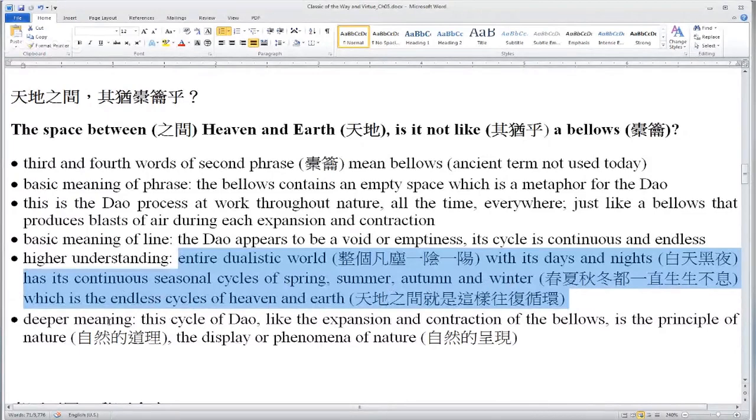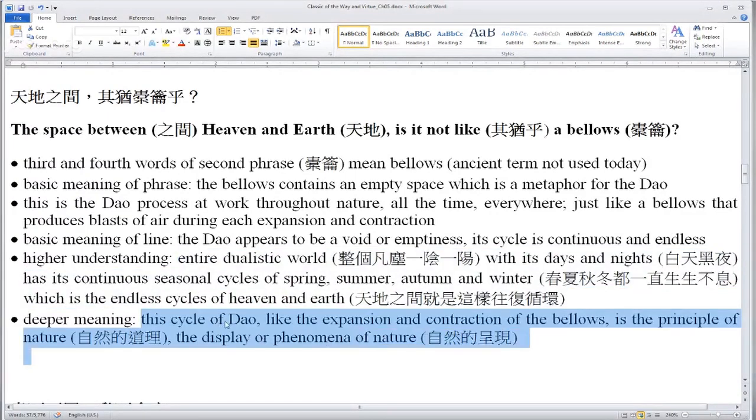The deeper understanding and meaning is this: the cycle of the Tao is described as like the expansion and contraction of the bellows. It's the principle of nature, 自然的道, and it's the display or the phenomena of nature.